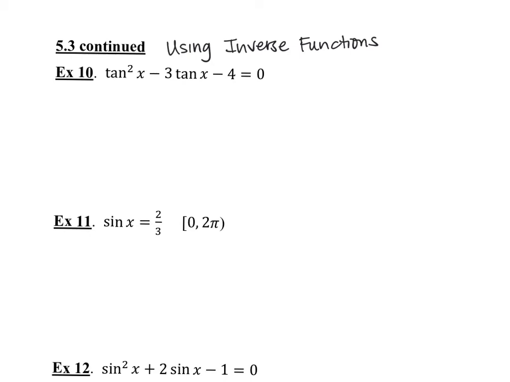Okay, we are going to continue 5.3 today, but we're going to solve some equations that will require us to use inverse functions, meaning we can't get an exact answer from the unit circle, so we'll have to use the inverse function. Okay, so for example 10, let's see, tangent squared x minus 3 tangent x minus 4 equals 0. It already equals 0, it's quadratic.